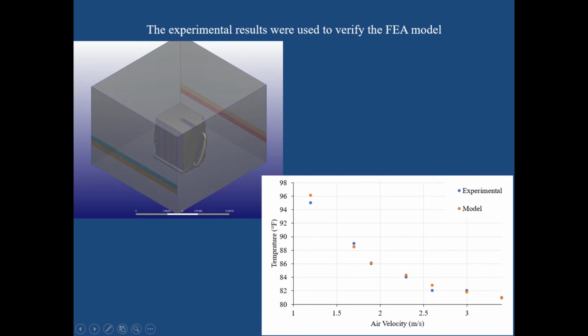Standard material properties were used for everything except the heat pipes. The heat pipe model was adjusted until the measured temperatures were within 2 degrees of the experimental values, as seen in the graph.